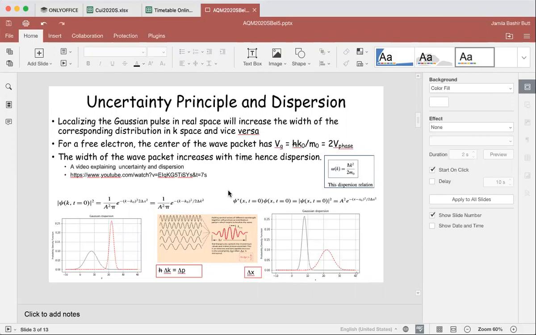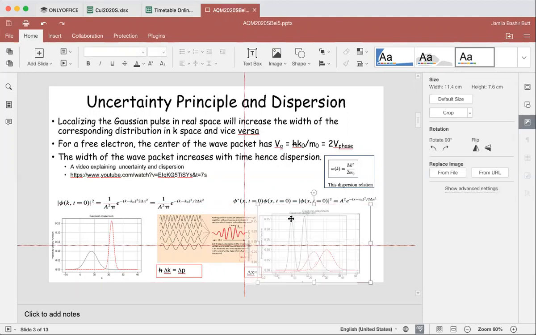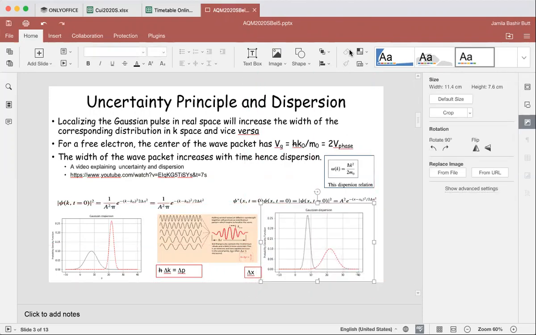Okay, so let's come back to quantum mechanics. In quantum mechanics, localizing the Gaussian pulse in real space will increase its width in the corresponding distribution in k space or momentum space. So this is our probability distribution, which is a Gaussian.